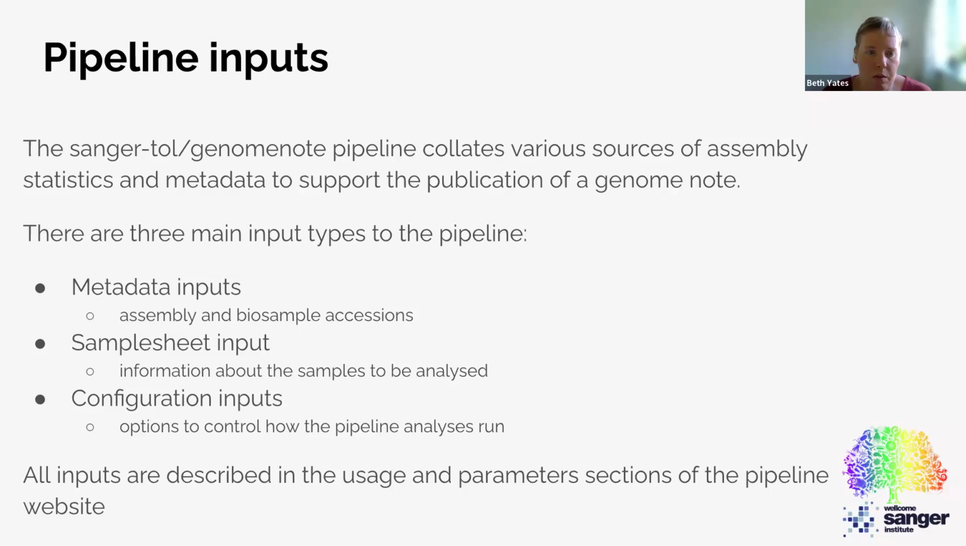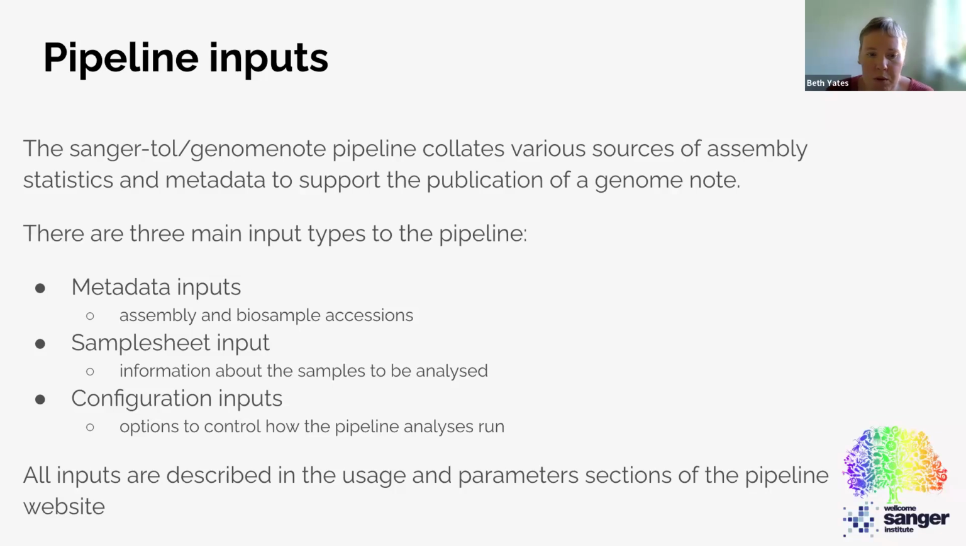So for the Genome Notes pipeline itself, there's kind of three main input types. Firstly, there's metadata inputs. This is things like the assembly and biosample accessions, which we then use to go away and query the different data sources to fetch information about the assembly and the biosamples.